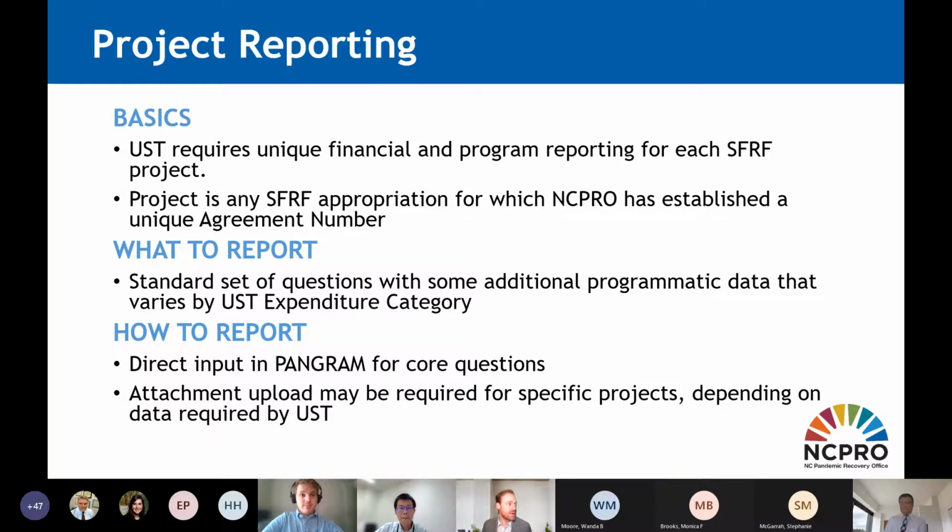So to talk about the project reporting, the basics here: U.S. Treasury, this is driven heavily by what U.S. Treasury needs because it gets into some granular details. They need unique financial information and programmatic information for each SFRF project. We are reporting to them basically if there is a unique agreement with your agency for a specific project, that project is something that we're going to report on to Treasury, and we need information at that project level to fill out those reports.